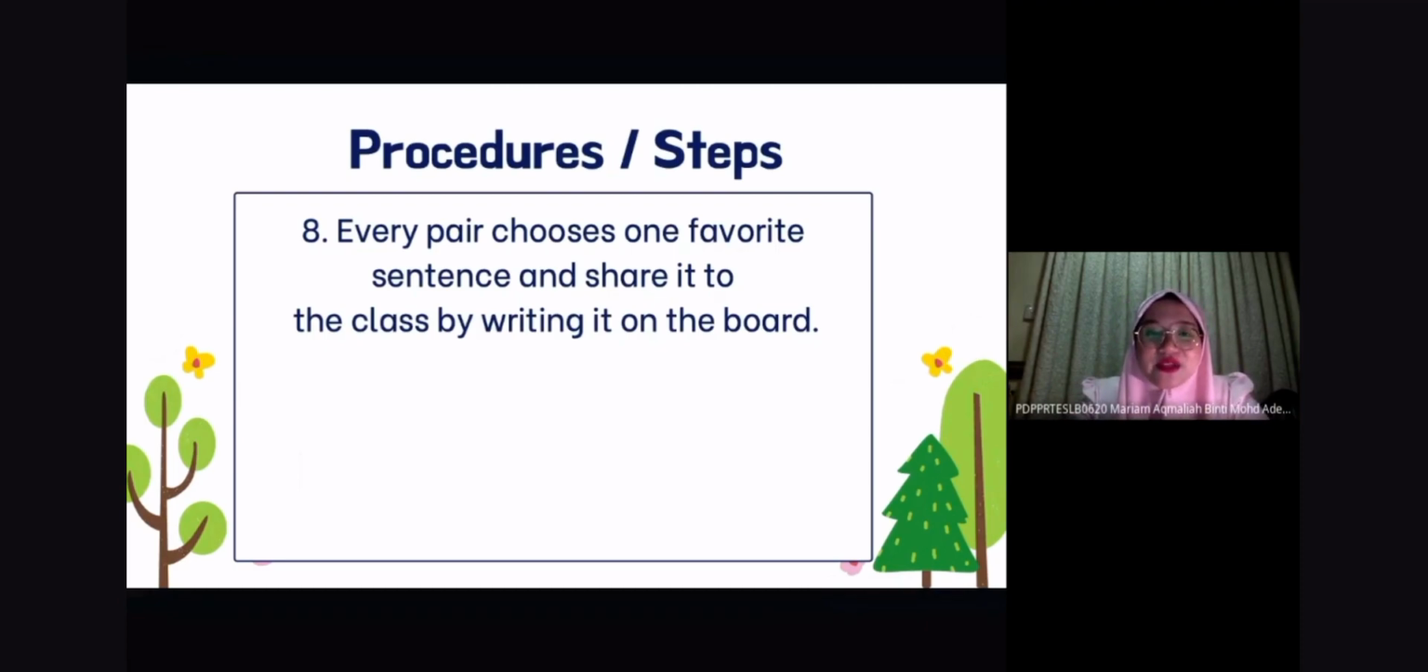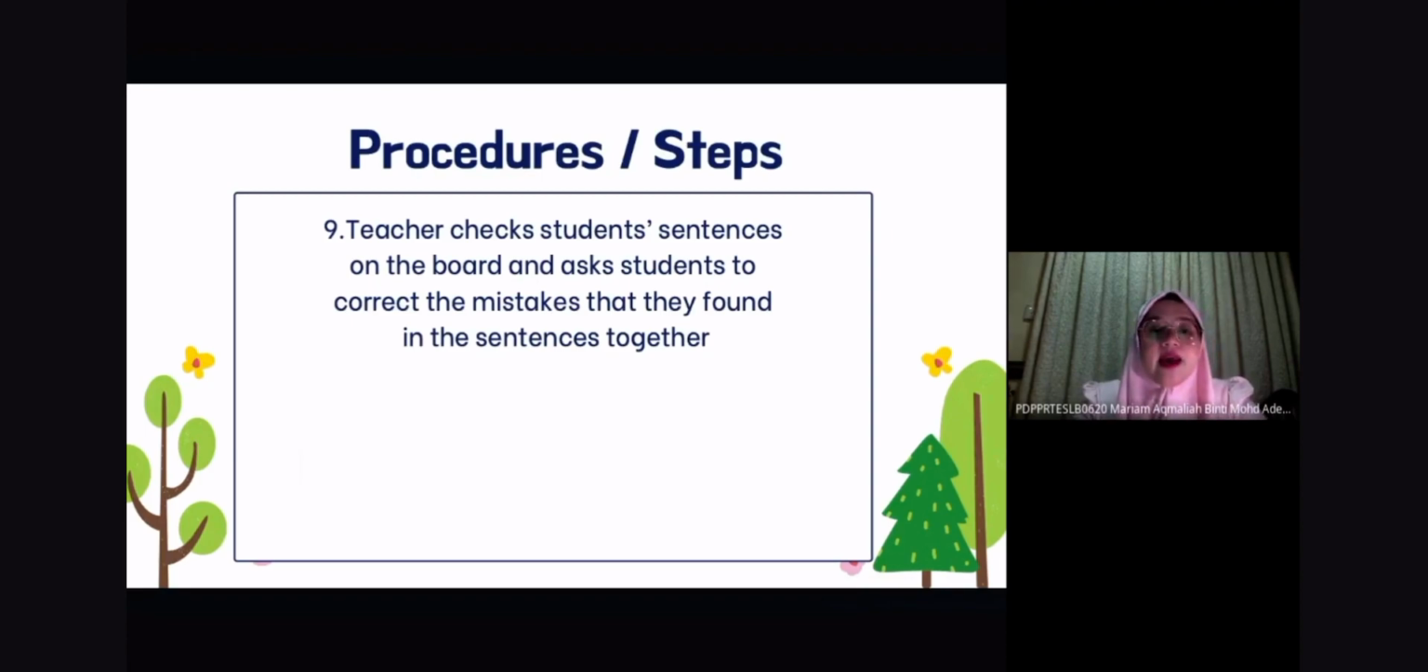Now for the ninth step, teachers check students' sentences on the board and ask students to correct the mistakes that they have found in the sentences together. Since it's a pair work, they need to check their answers on their own. For the previous task, the teacher has taught the students how to check their mistakes in a sentence that they have written. So this time around, the students need to do it themselves.